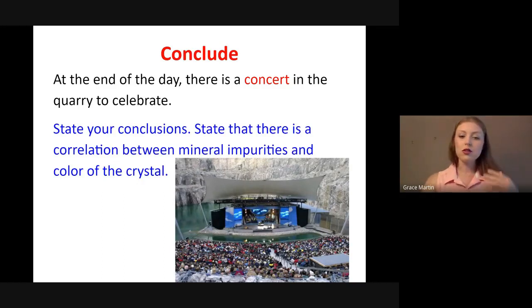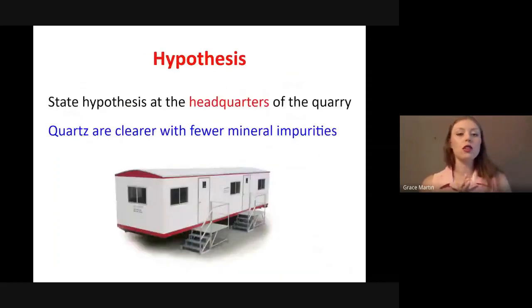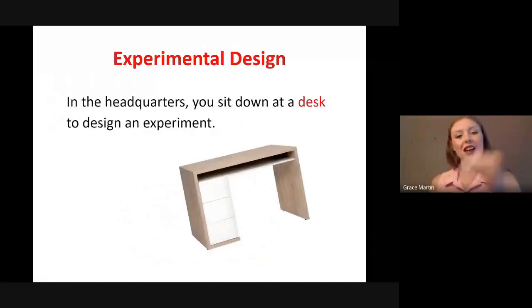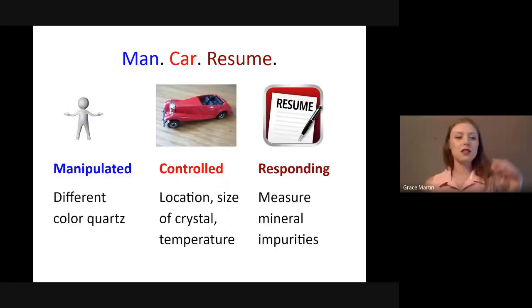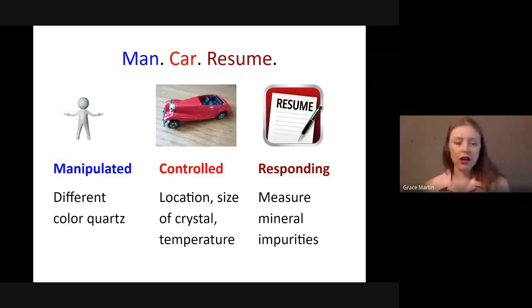So now I want you to close your eyes and I want you to visualize that you are at a quarry. At the quarry, you are going to ask a question. And you ask this question and then look over at the headquarters. You go over to the headquarters and you state a hypothesis at the headquarters. You go inside of headquarters and you see a desk. You need to analyze your experimental design at the desk. At the desk, you see a tiny little man, a toy car, and a resume. Manipulated, controlled, and responding variables are the components of your experimental design.